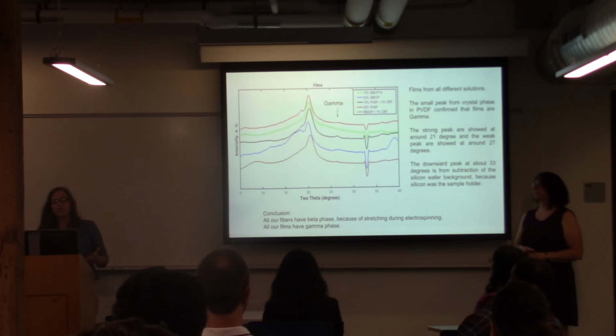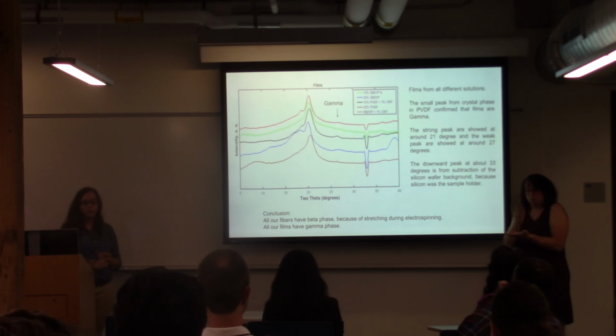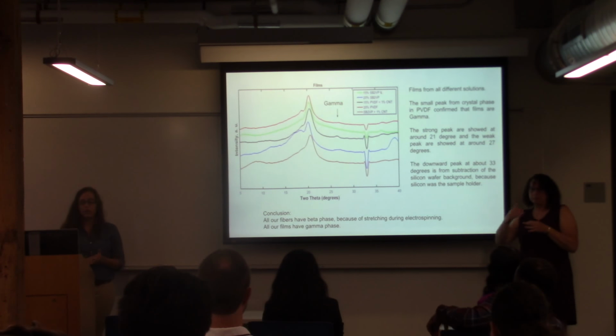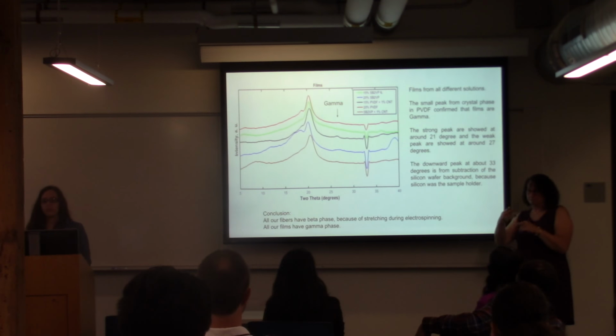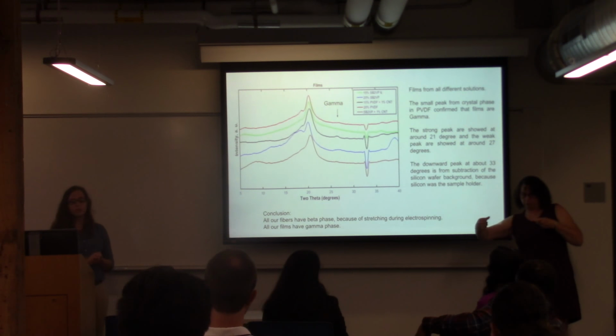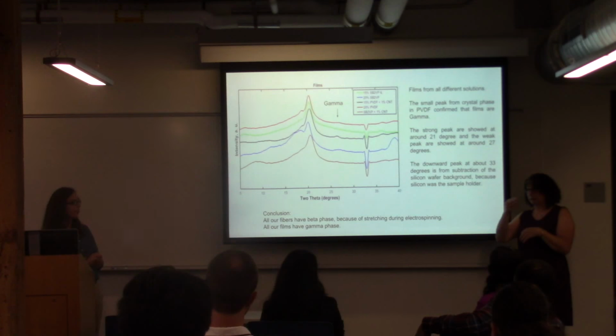So in conclusion, all our fibers have a beta phase because of the stretching during electrospinning, and our films will have a gamma phase.